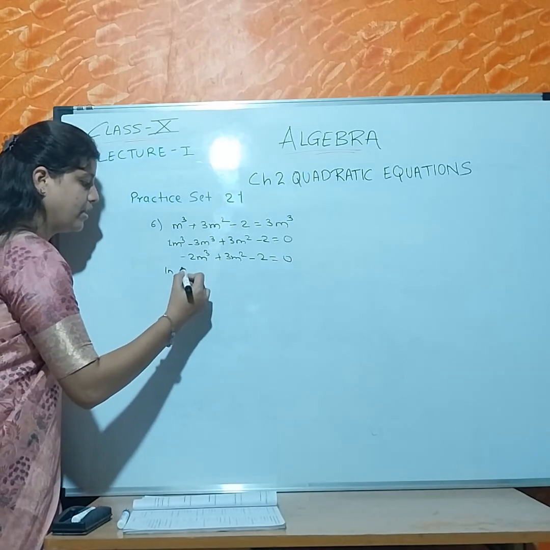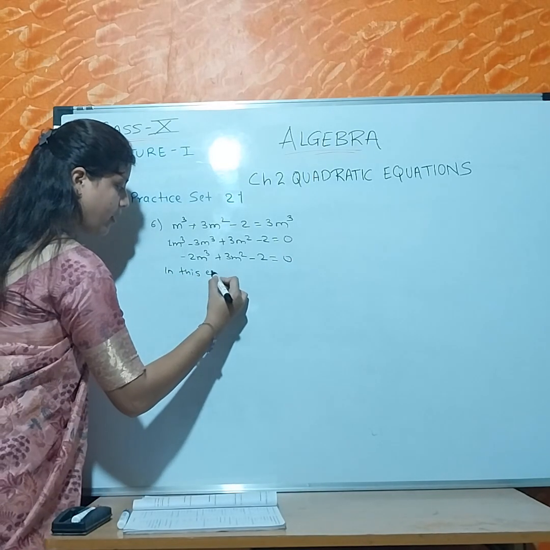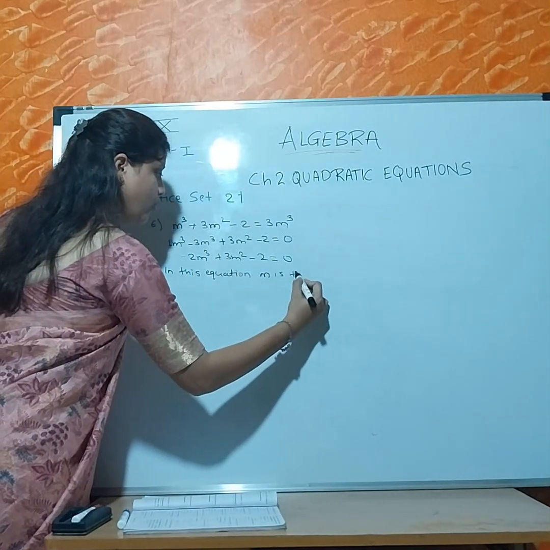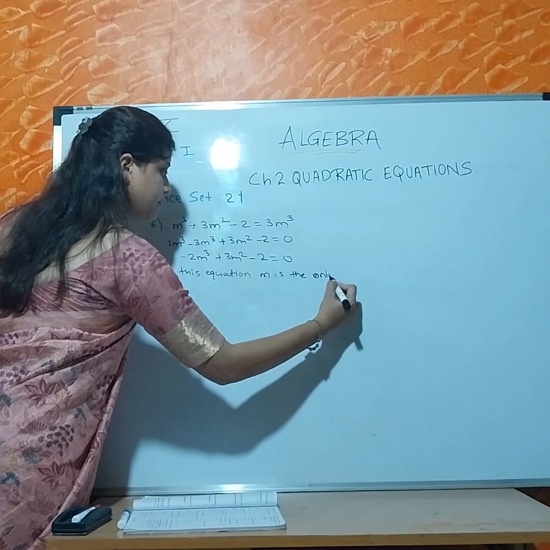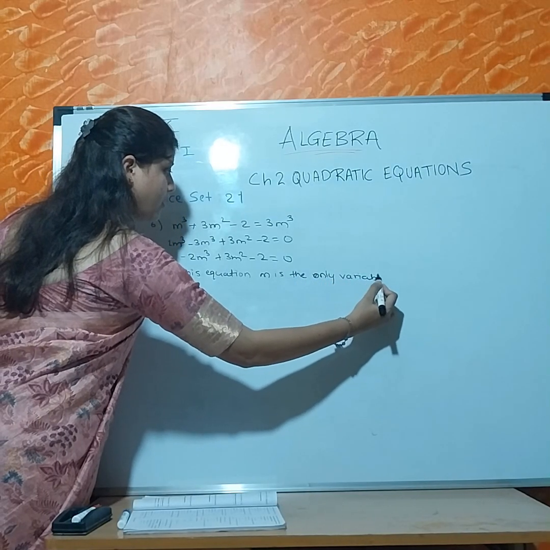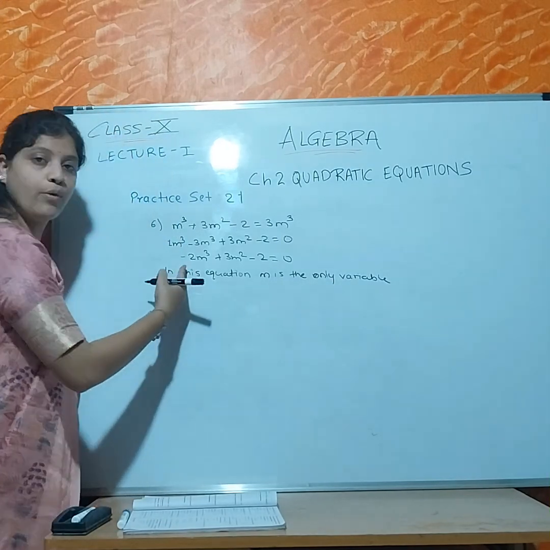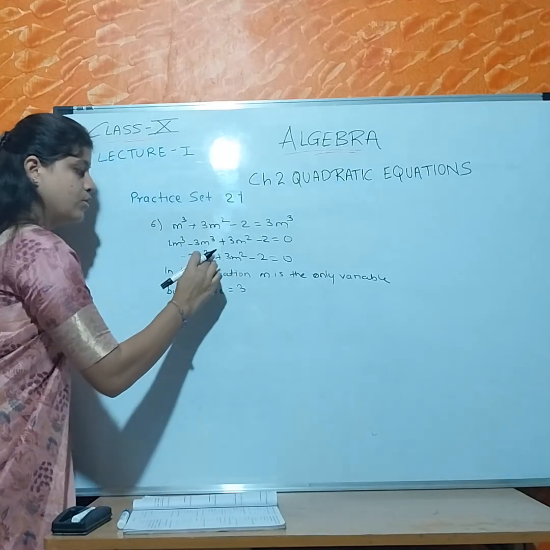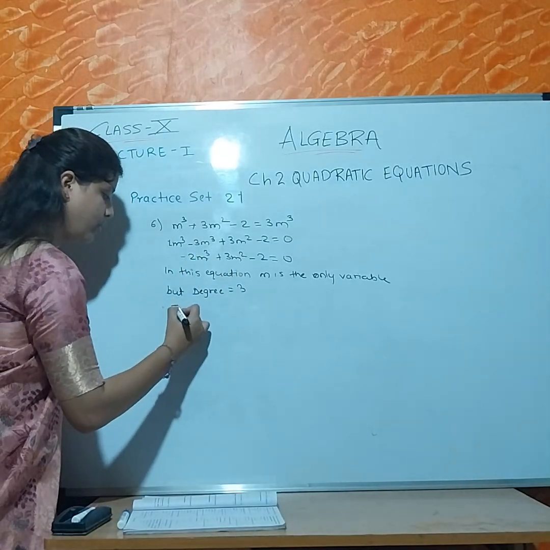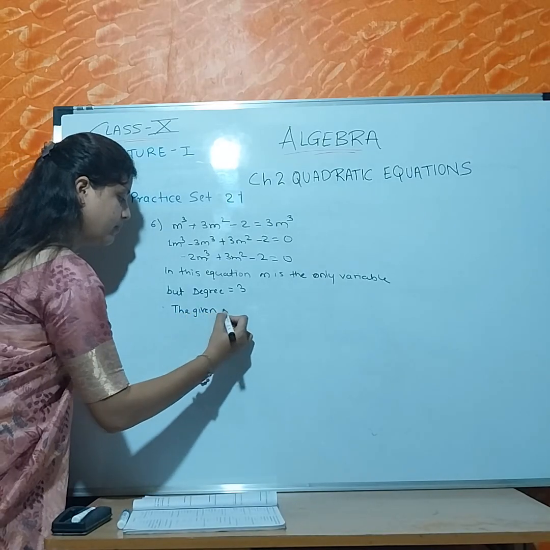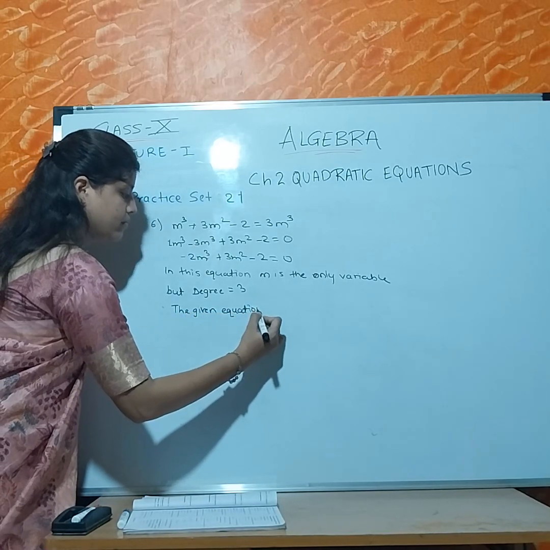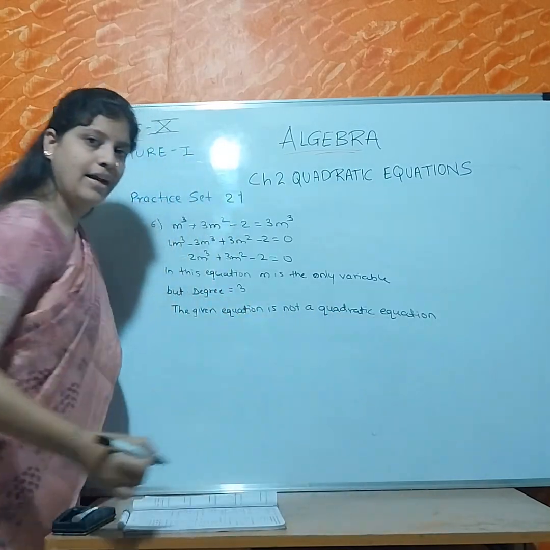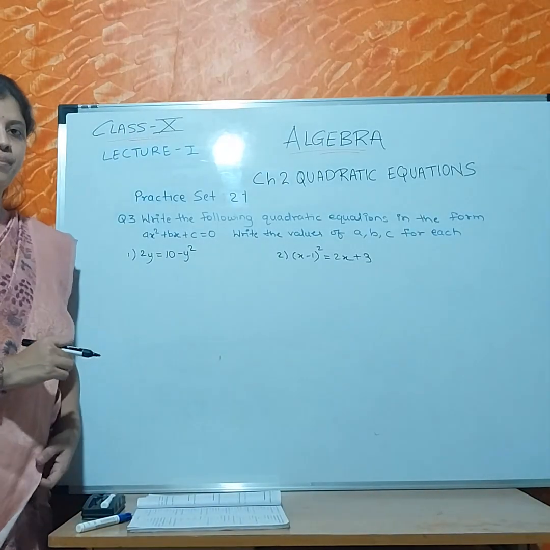Here in this equation, we can see that m is the only variable. But what is the degree in this equation? Degree is 3. So we can say that therefore the given equation is not a quadratic equation. Understood everyone? Question number 3.